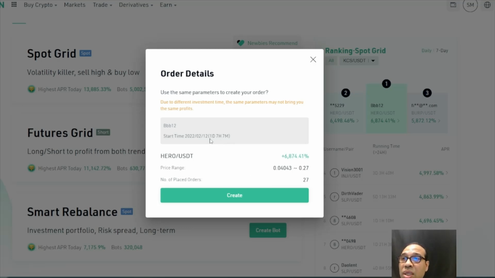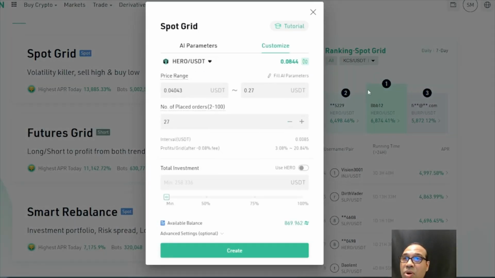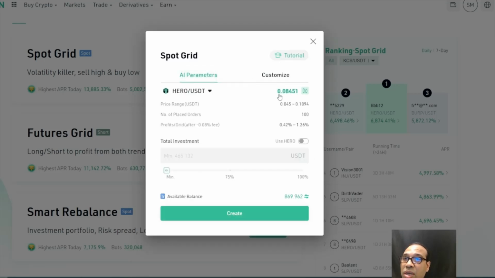If you want to do this, you can see all the parameters have been set, no calculation. You like it, you have a good feeling about it, you create the bot, and the AI parameters are already filled up. The artificial intelligence has gone in and found the range and everything. Here, you just need to decide how much you want to put, 100 or 1,000, whatever. Before that, make sure you have the funds in it, and then just create, and it creates the bot. As simple as that.